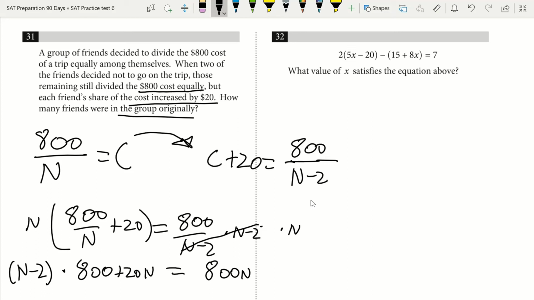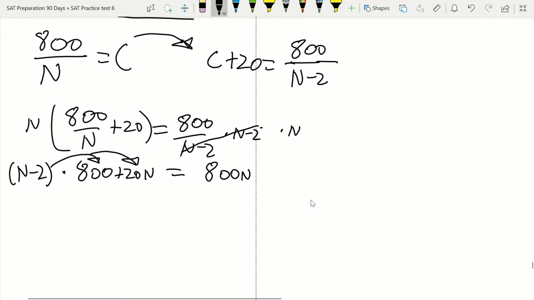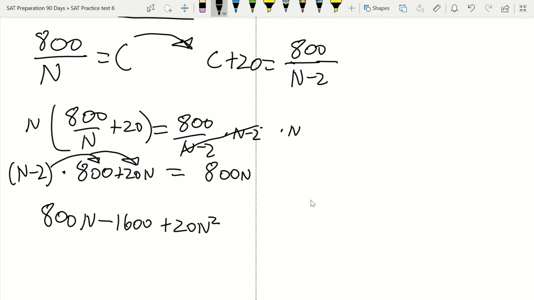So that's going to have to get distributed to this 800 and then also to this 20N. What's 800 times N? That's going to give me 800N. What's 800 times negative 2? That's going to give me negative 1600. Now what's 20N times N? That's going to give me plus 20N squared. And then what's plus 20N times negative 2? That's going to give me minus 40N. That's all equal to 800N.